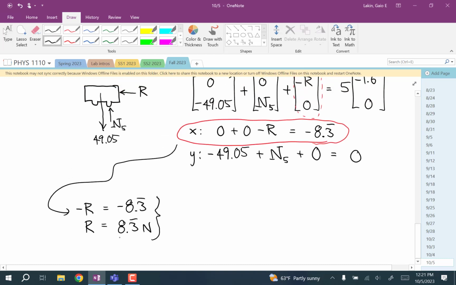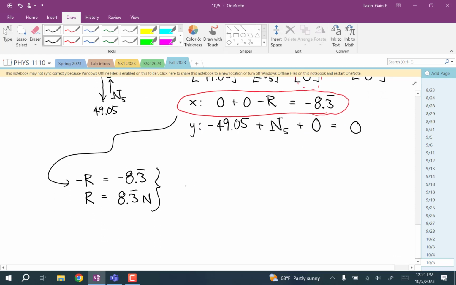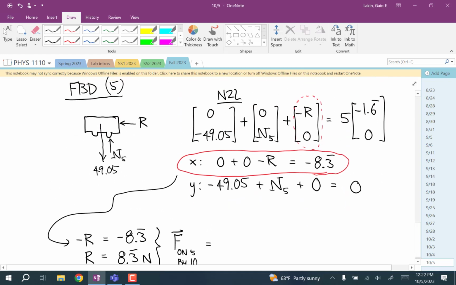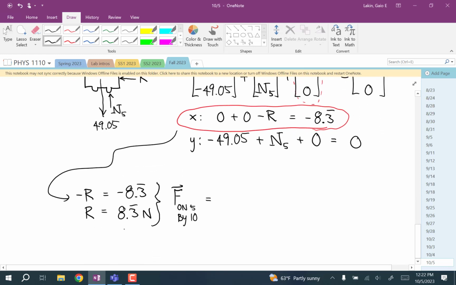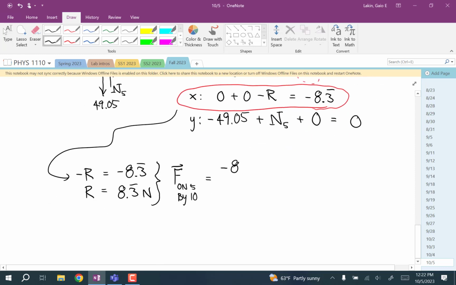Now that we have that variable, all we have to do is plug it into the force vector from Newton's second law. So the force on the 5 by the 10, that's this thing, the one in the red circle. That is equal to, so we got a variable value that's positive, but now plug that into R here, and there's a negative sign we have to add onto it. So we get this vector of negative 8.3 repeating, 0 for y.